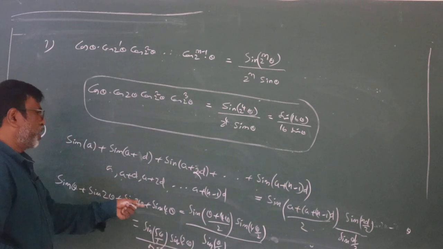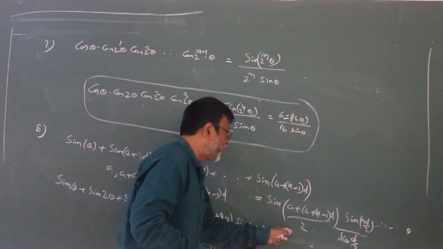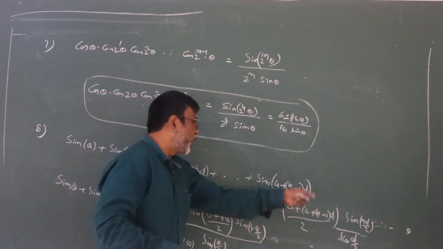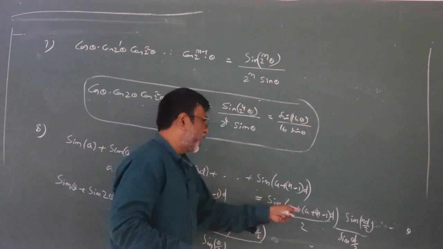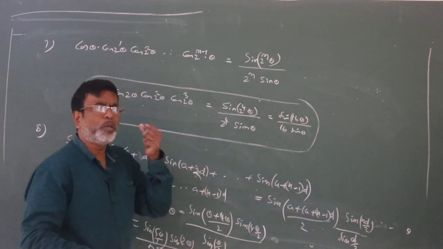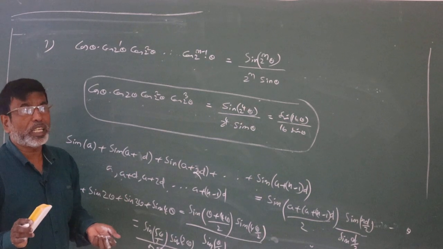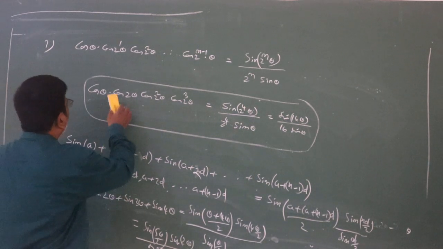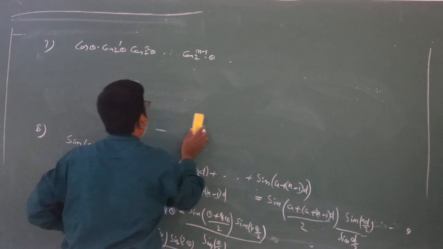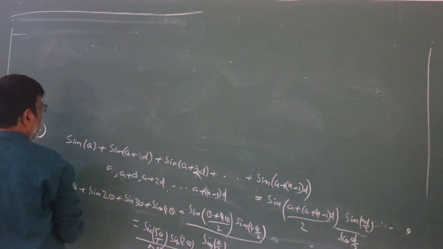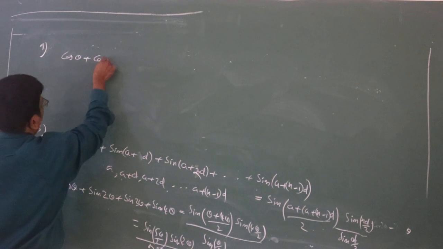So that is sin of (first term plus last term) by 2, into sin(nd/2), where n is the number of terms and d is the common difference, divided by sin(d/2). This is the very important shortcut while solving the problems. We can get it easily. In cos also we have one more formula like this. So formula number 9 is like this: cos θ, cos 2θ.